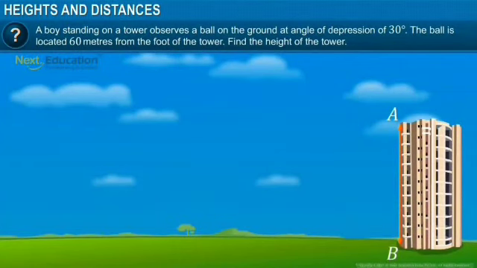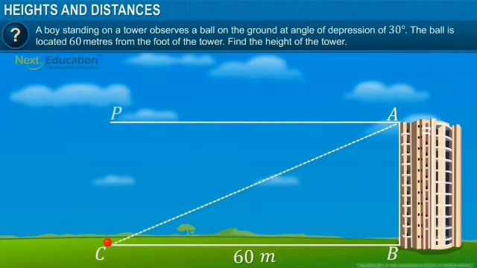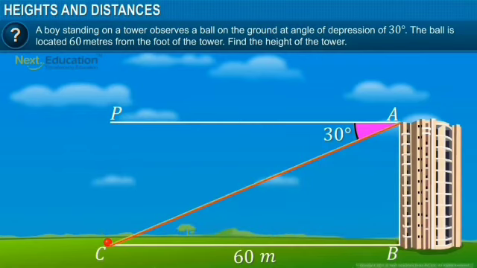Let AB represent the tower and the point C located 60 meters from the base of the tower. The boy observed the pole at an angle of depression 30 degrees. Now we have a right-angled triangle ABC. Now we can see that the side AC makes an angle of 30 degrees with the horizontal AP.